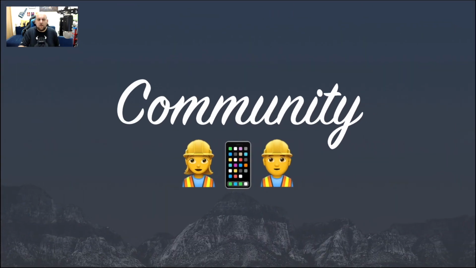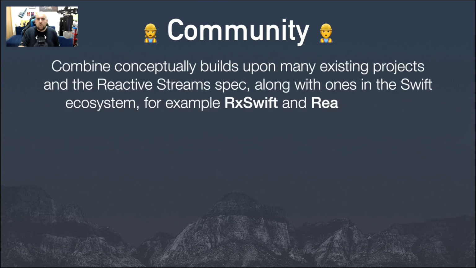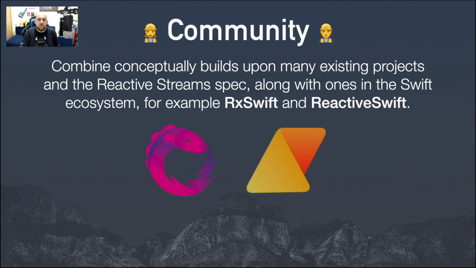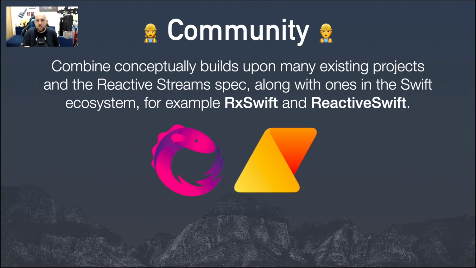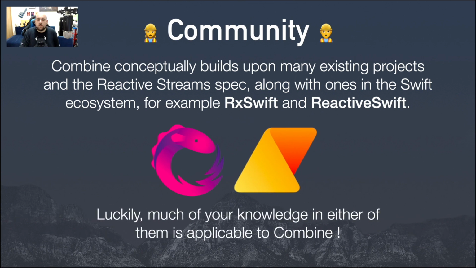I want to talk a bit about community around Combine. Combine conceptually builds upon many existing projects and the reactive stream spec in general. Ones that are very popular in the Swift ecosystem are RxSwift and ReactiveSwift, which you might know of. So if you already work with either of these, you basically know Combine. Yes, there are a couple of differences, but these are basically all the same things. You have back pressure and other fancy additions, but these are all the same.